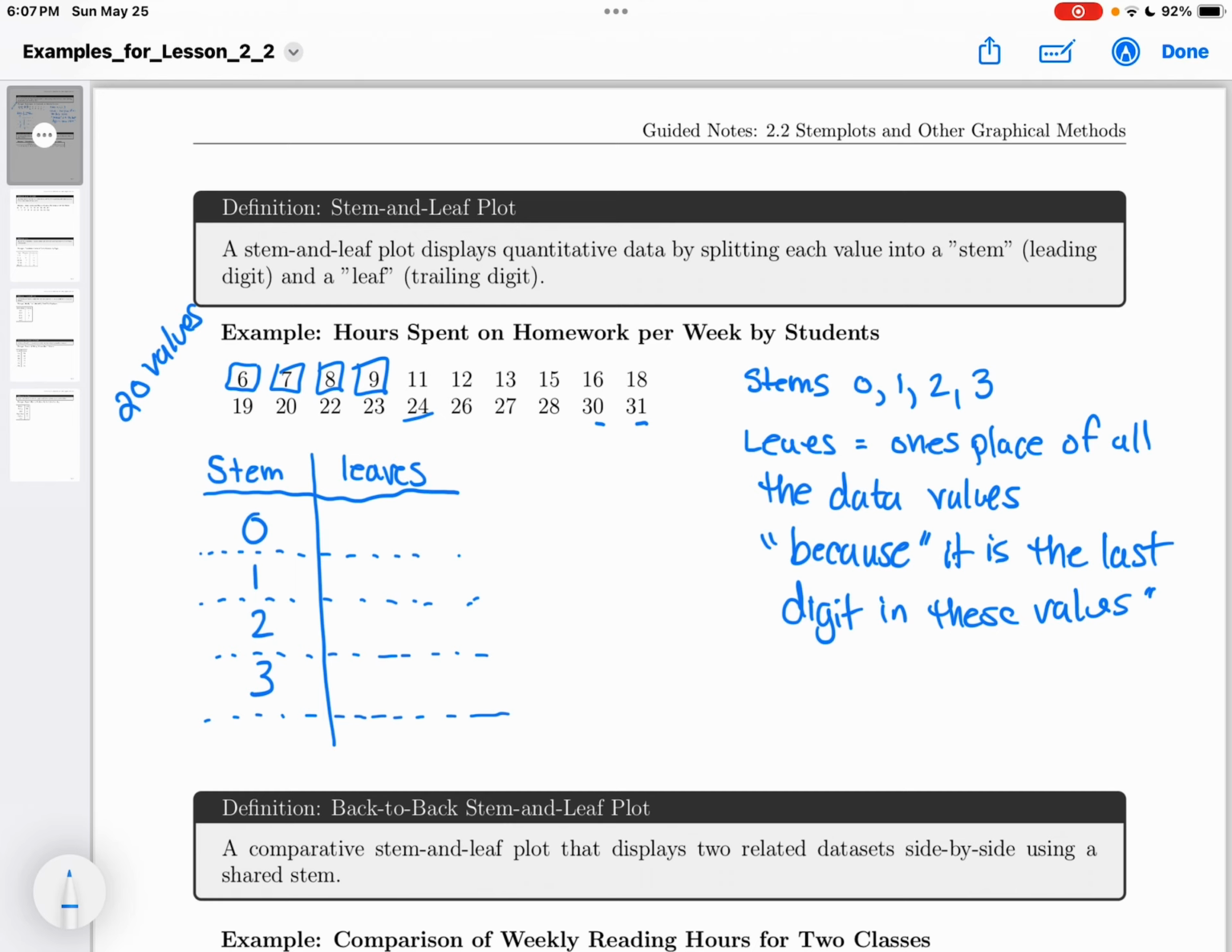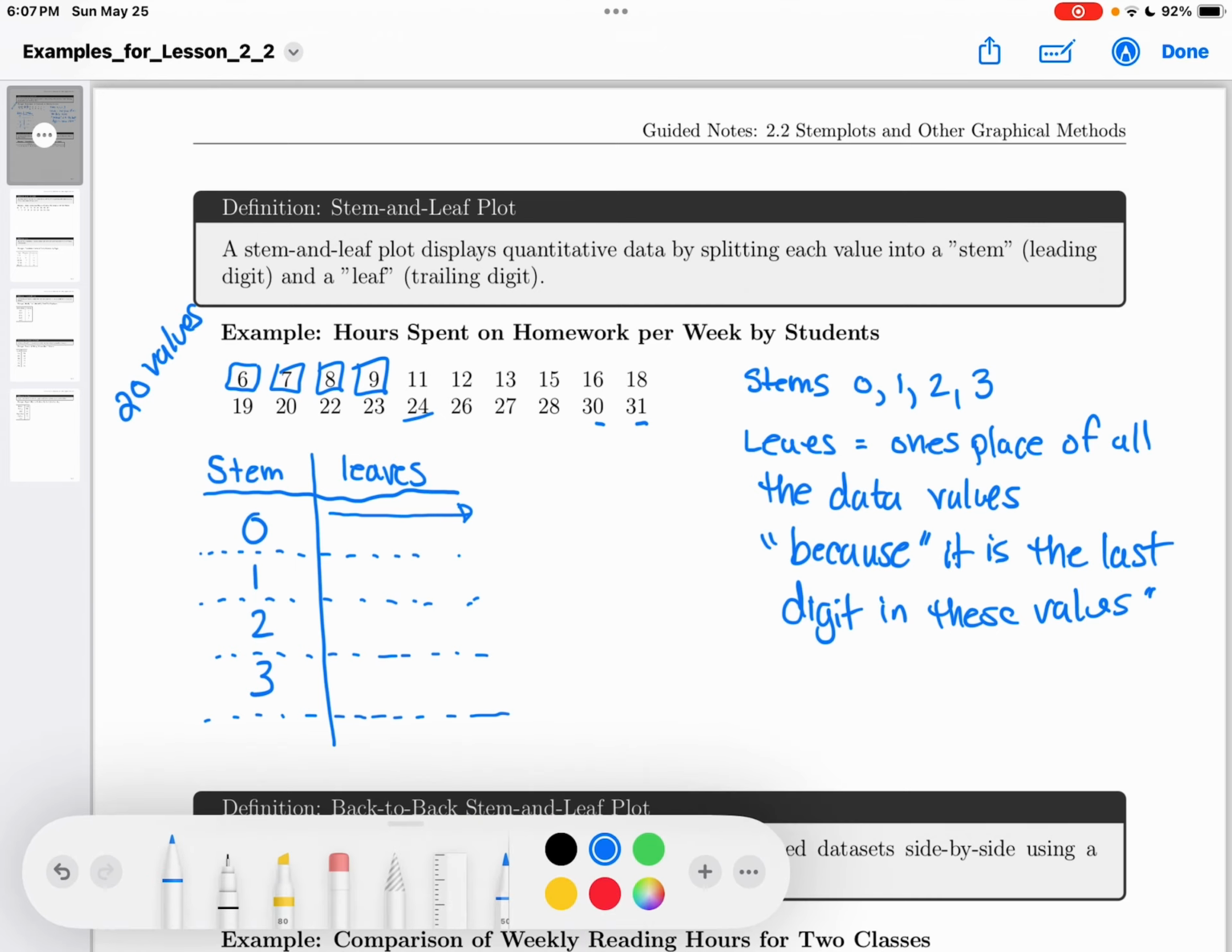Now, when you write your leaves down, you're going to come out this way, left to right, like you're reading a book, and you're going to come out and write the leaves in increasing order.